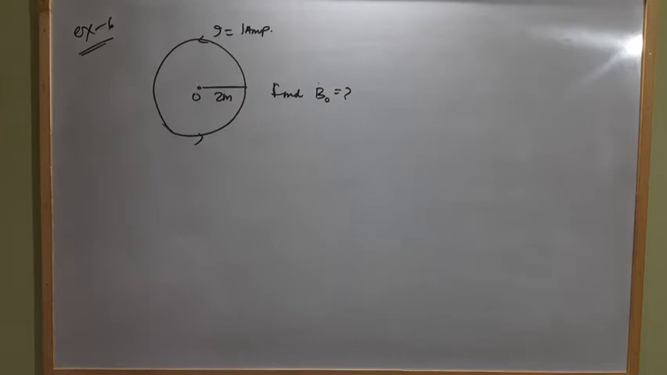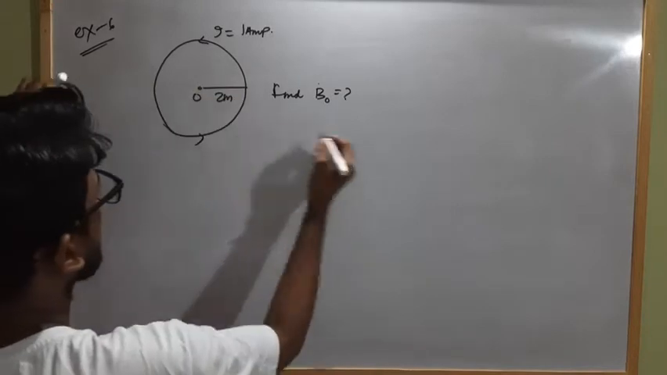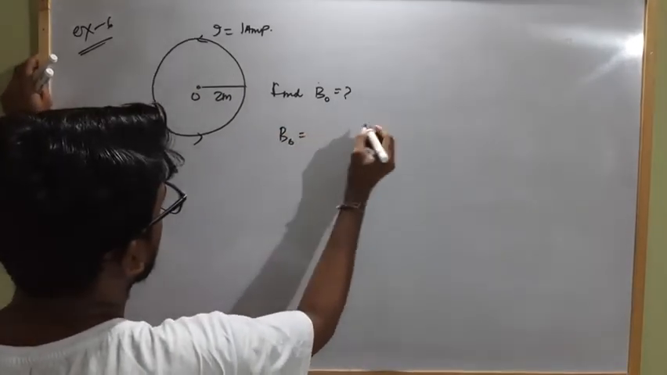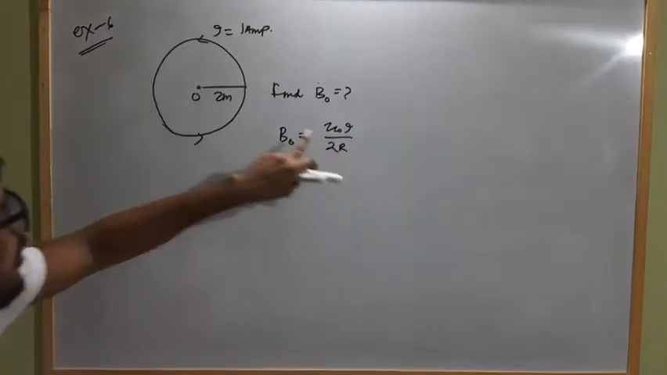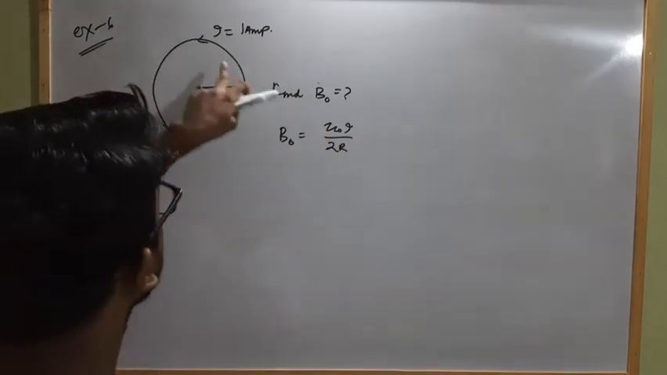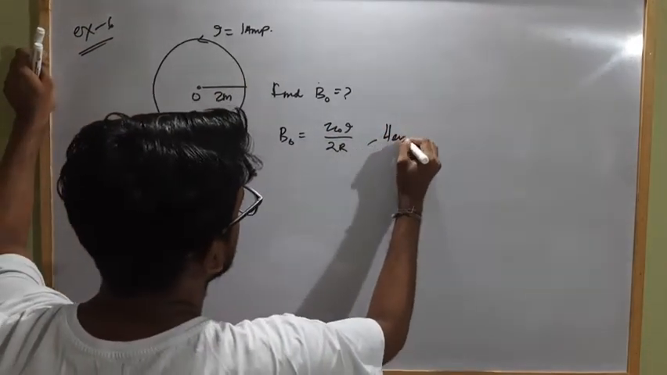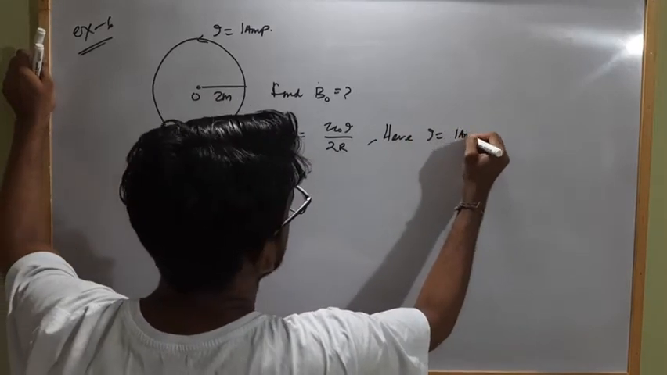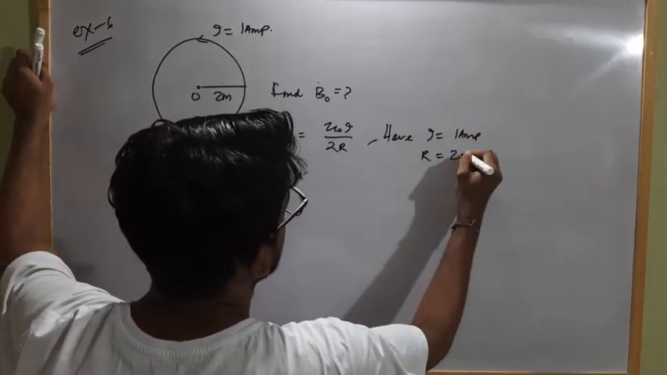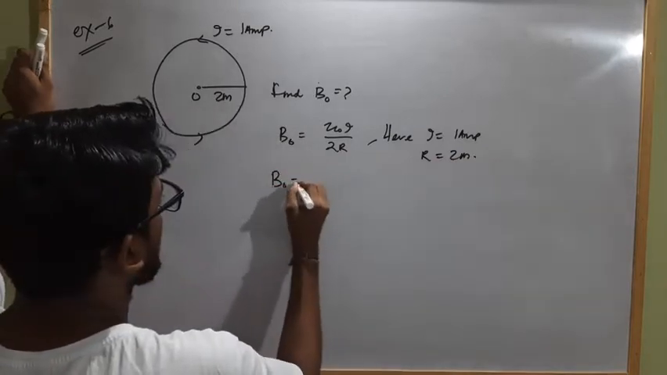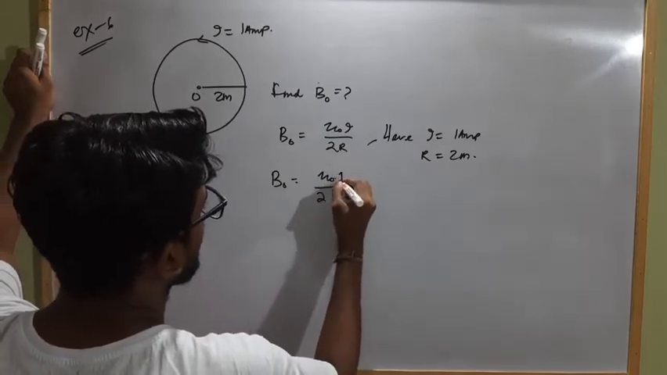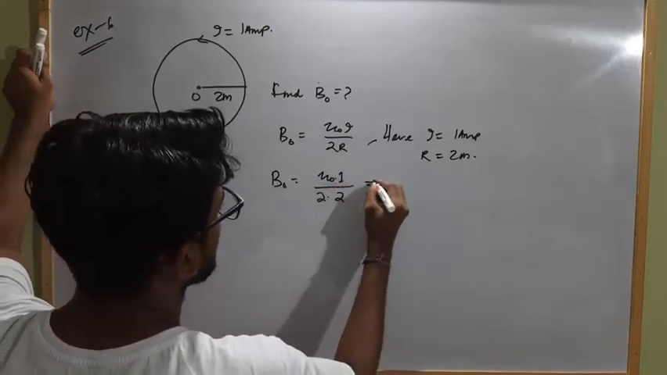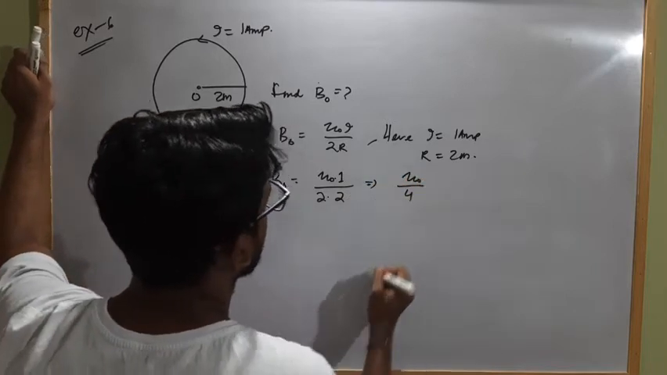As we know, for a circular current carrying coil, the magnetic field strength at the center, according to the formula, will be B at O equal to mu naught I by 2R. R is the radius of the circular current carrying coil, and I is the amount of current flowing through it. Here I equal to 1 ampere, and R equal to 2 meter. So B naught equal to mu naught into 1 divided by 2 into 2. So this will become mu naught by 4.